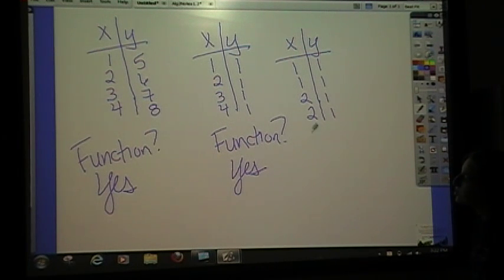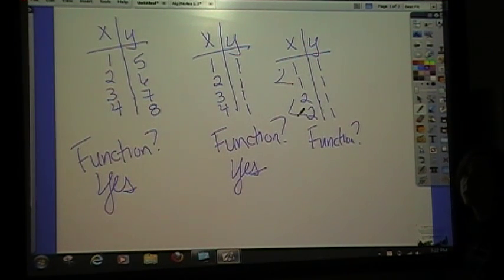Is this a function? You check the x's. Are there repeats? In this case, yes, there are repeats, okay? This is a problem. I don't know what's going on here. All right, this is a problem, as is this.